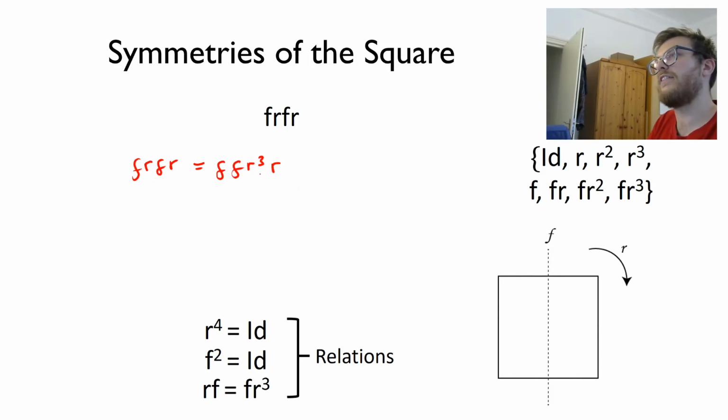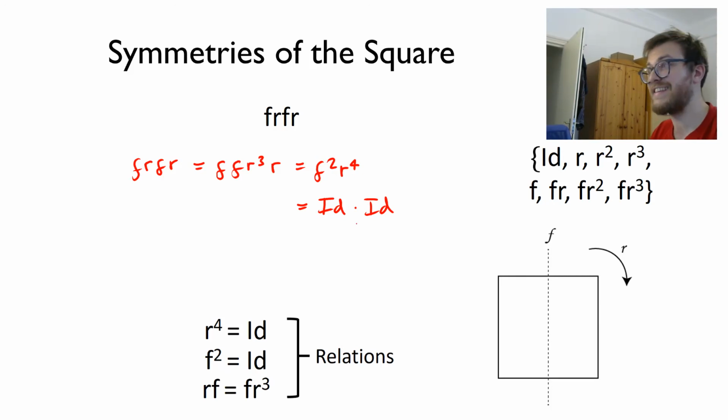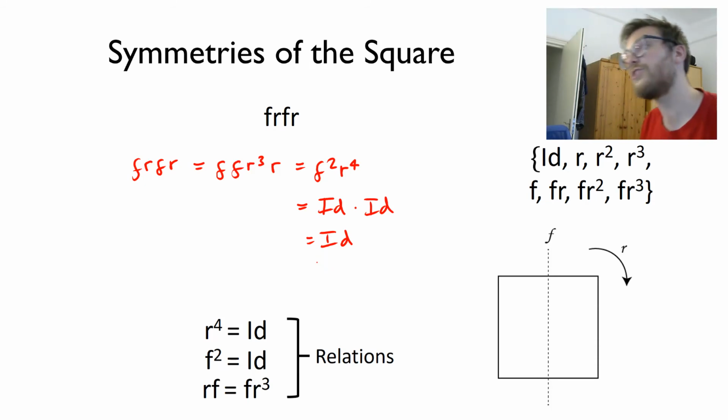And now we can combine the two F's on the left into an F squared and the 4 R's on the right into an R to the 4. Now, using the other two relations, we have that F squared is equal to the identity, and R to the 4 is also equal to the identity. And so this is actually the symmetry that we get if we do the identity and then the identity, which is, of course, just the same as doing the identity once, since it doesn't do anything. So just using simple algebra, we figured out that this complicated combination of symmetries is just the identity, and it was much easier doing that than to track the corners.